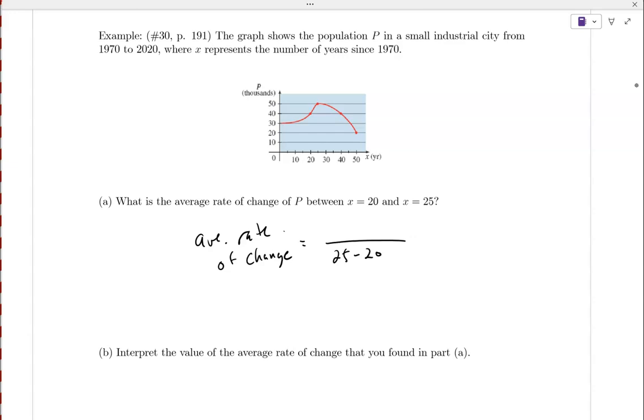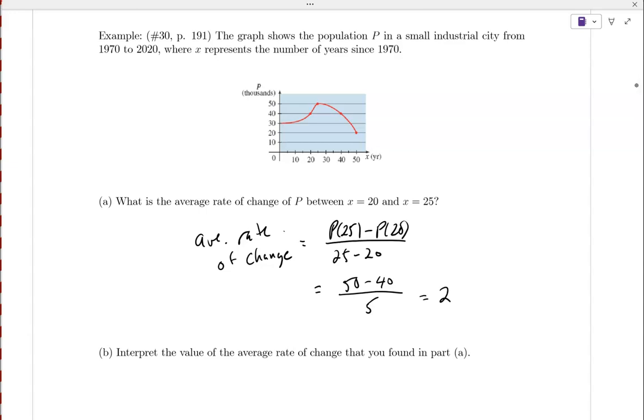So if we want P of 25, what do you get for P of 25? It's 50, right? On the graph, it's 50. What is P of 20? 40. So we would have 50 minus 40 on top. 10 over 5 gives me 2, right? So that is the average rate of change.